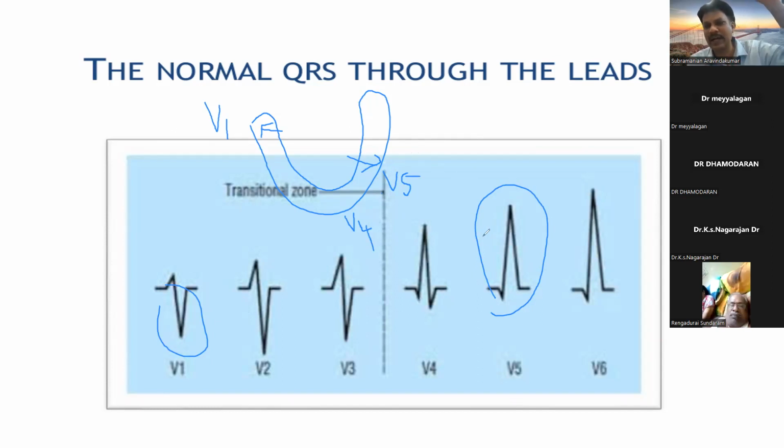Closer to the electrode, the height is very high. When the wall is thicker, it is much more so, and larger R waves are there. Similarly, the S wave will be opposite to what is happening in V5, V6. This is the basic. You should never forget the basic. Once this basic is there, then we will know.